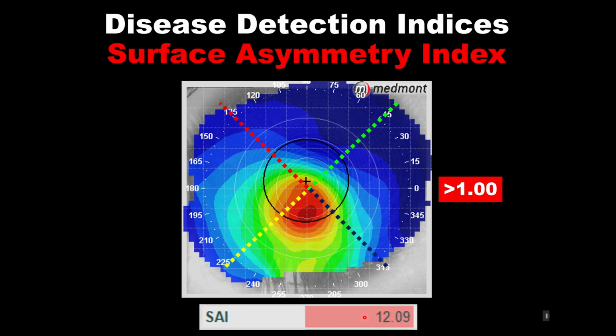The next value, the surface asymmetry index, looks at the oblique meridians and says, is this side a mirror in power of this side? Is this meridian a mirror of this meridian? The more asymmetric the surface, the higher the SAI value becomes. An abnormal would be over 1.0, and in this case, surface asymmetry is measuring 12. So this is well past the threshold of abnormal.